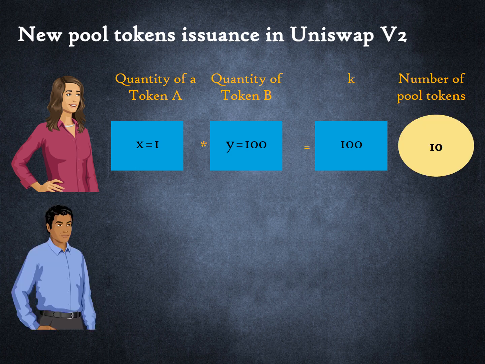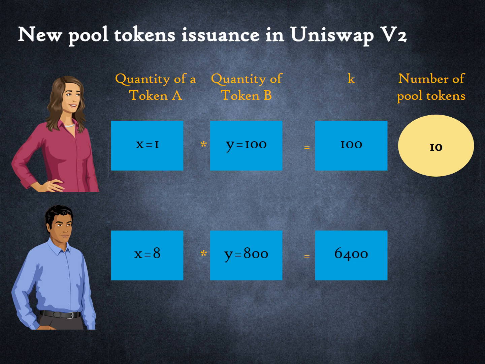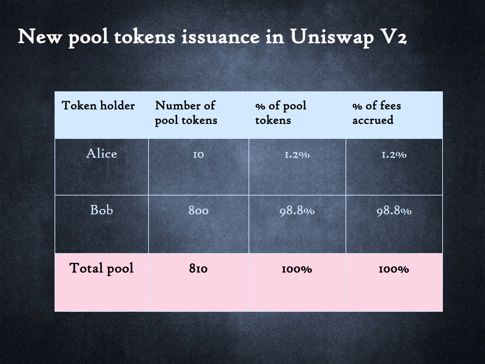Bob is the second contributor. Assuming the market price of A and B remains the same, he contributes 8 tokens of type A and 800 tokens of type B. The K for Bob is 6,400. The pool tokens issued to Bob is the square root of 6,400, which is 80. Hence, Alice has 10 pool tokens and Bob has 80 pool tokens. The total number of pool tokens minted is 810. Alice accrues 1.2% of all trading fees and Bob gets the remaining, assuming there are only 2 depositors.